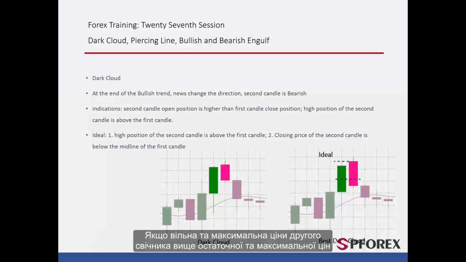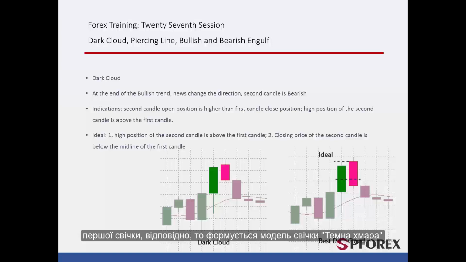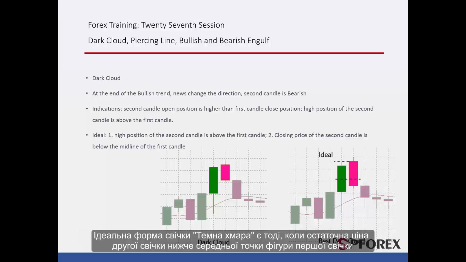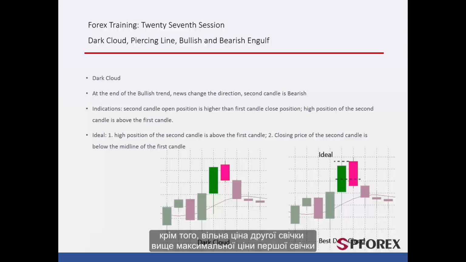If the open and close prices of the second candle are over the close and high prices of the first candle, respectively, then a dark cloud pattern is formed. The ideal form of a dark cloud is when the close price of the second candle is lower than the midpoint of the first candle body. Also, the open price of the second candle is higher than the high price of the first candle.